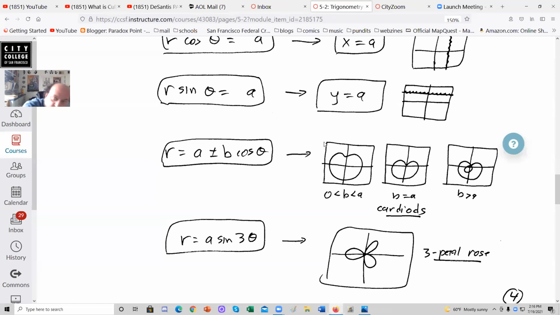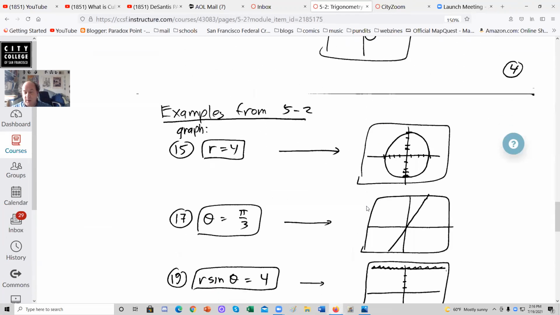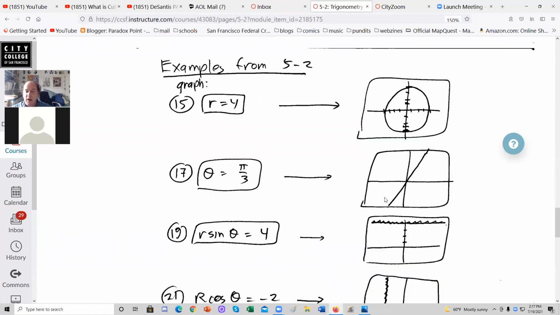Yes. Right. r equals a sine 3 theta. Well, you get a 3-petaled rose. They give some examples. r equals 4, a circle of radius 4. Theta equals pi over 3. This is a line tilted at 60 degrees.